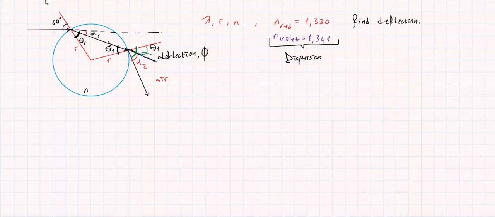But as you can see in the question, we have two different refractive indices for two different colors, for red and violet. To understand the logic of this problem, we need to be familiar with a phenomenon called dispersion. I will briefly talk about the dispersion concept.